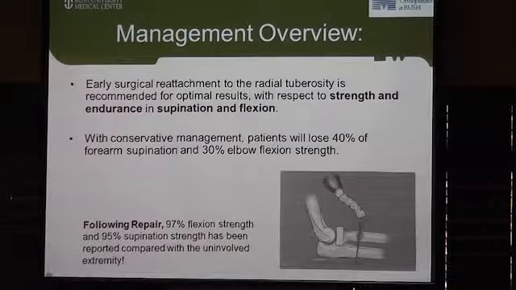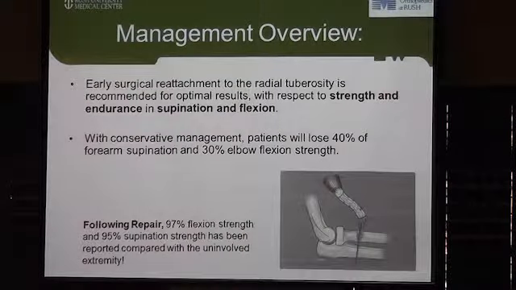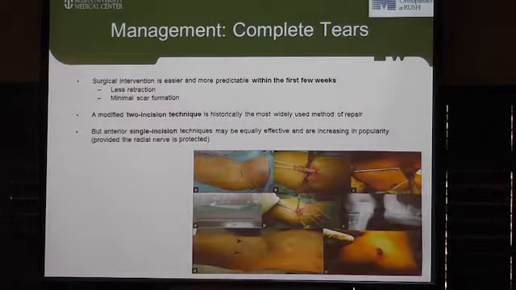So in terms of management, if it's a complete rupture and it's a laborer or anyone who has any kind of strenuous lifestyle, we definitely want to fix them. The sooner the better. With conservative management, patients lose 40% of their supination strength, which is quite significant, and they also lose 30% of their flexion strength. Following repair, they're close to 100%. They're 95, 97% normal with respect to strength.